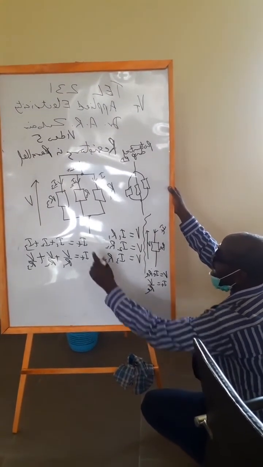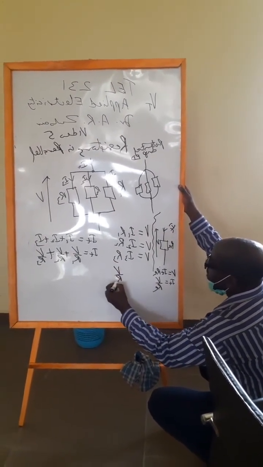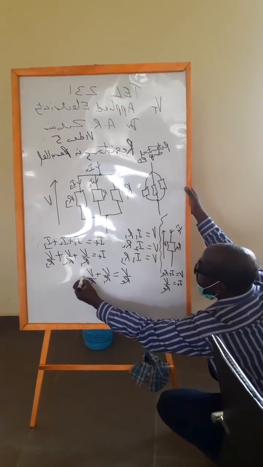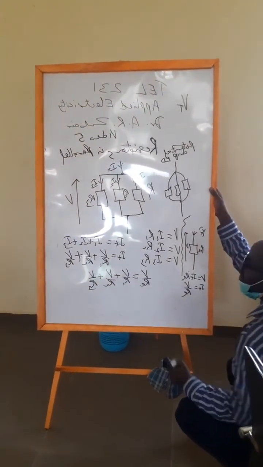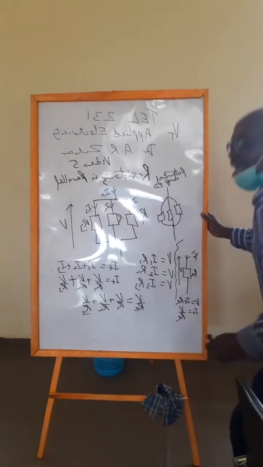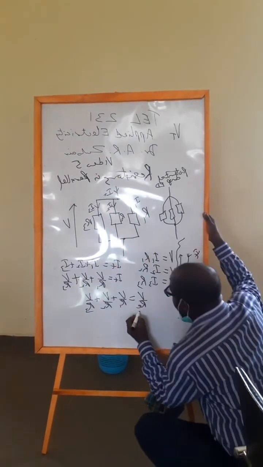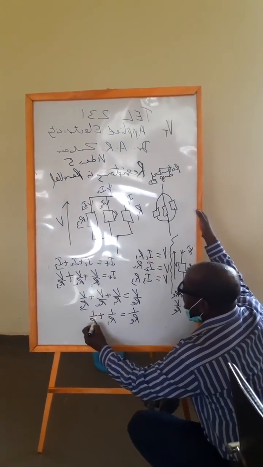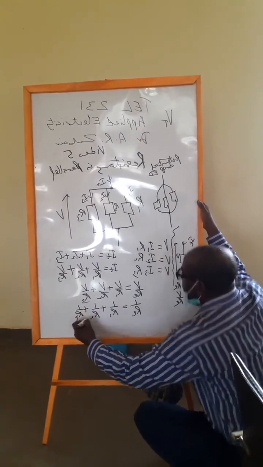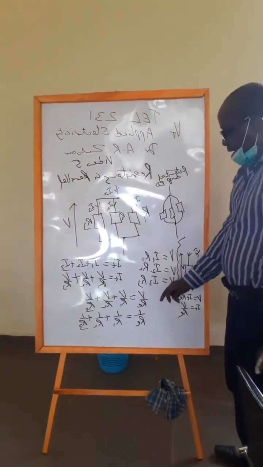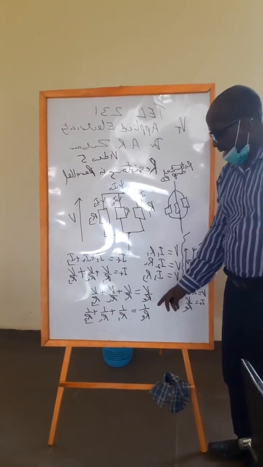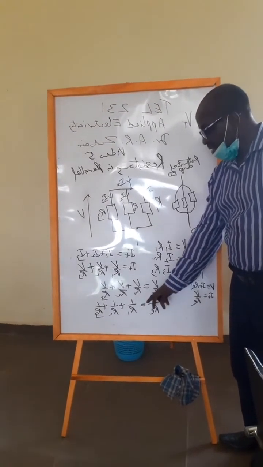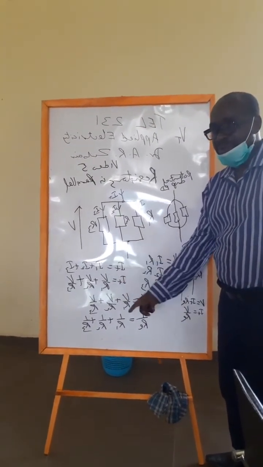If I compare this with that, that means V over RE is going to be V over R1 plus V over R2 plus V over R3. Divide through by V. This will give me that 1 over RE is going to be equal to 1 over R1 plus 1 over R2 plus 1 over R3. Conclusion: in the case of resistors in parallel, the equivalent resistance is such that 1 over equivalent resistance is equal to 1 over R1 plus 1 over R2 plus 1 over R3.